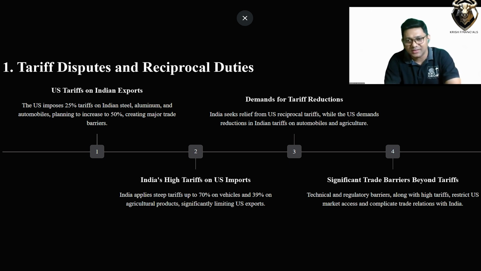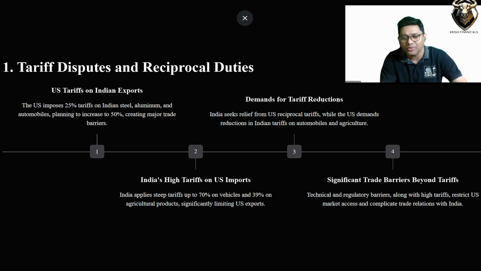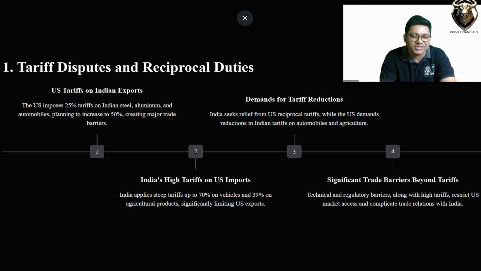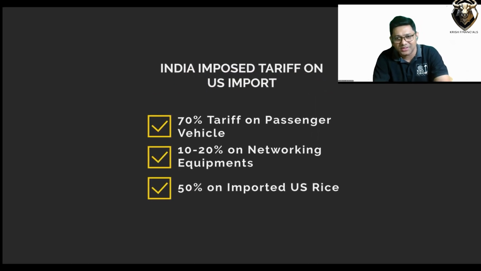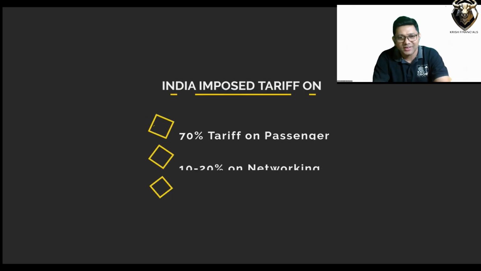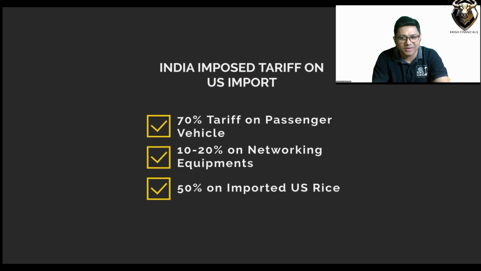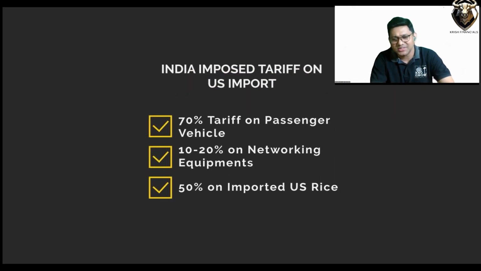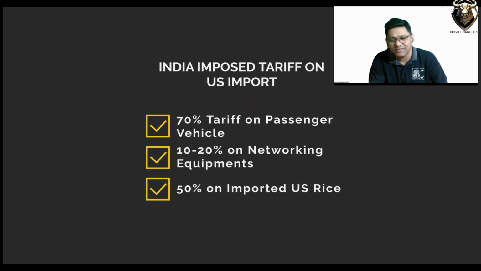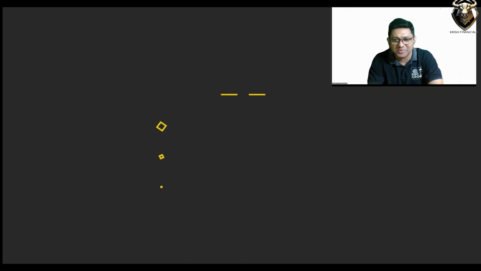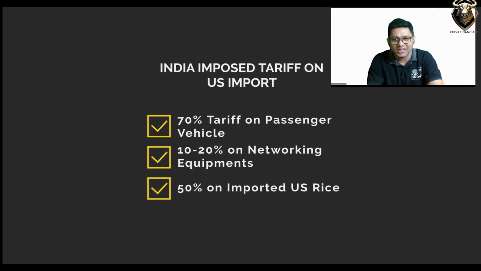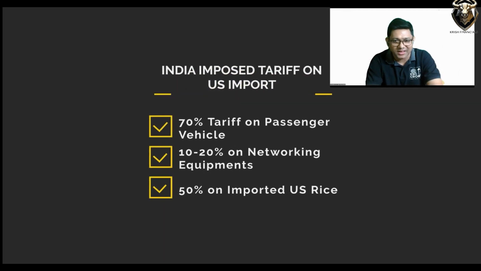You have recently seen that on steel, India has imposed some reciprocal tariff during the Indo-Pak war, seeing the US behavior and all this. So these are the major pain points. India is also imposing steep tariffs on US imports, such as 70% tariff on passenger vehicles, 10 to 20% on networking equipment, and 50% on rice. This is basically Basmati rice. Many of you are aware that India had a long legal battle on Basmati, Texmati, and intellectual property rights. On those, India has imposed a steep tariff, and the US is always complaining about that.